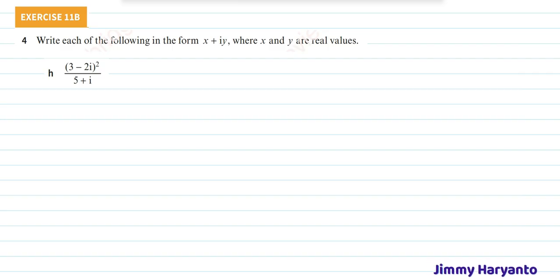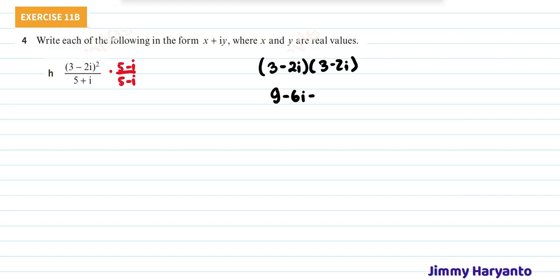Next is this one. For this one, we also have to rationalize it like this, 5 minus i over 5 minus i. But I want to expand the 3 minus 2i squared first. So 3 minus 2i times 3 minus 2i equals 9, minus 6i minus 6i, positive 4i squared. Since i squared equals negative 1, this one will become negative 4. 9 minus 4 equals 5, and then negative 12i.